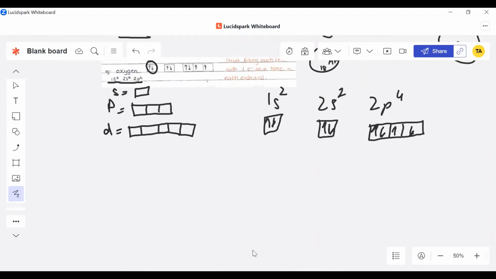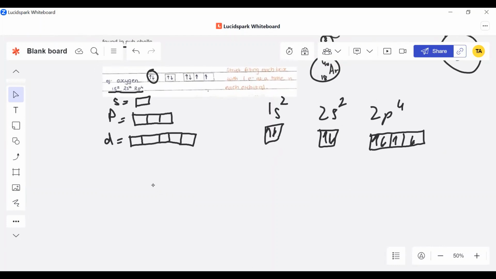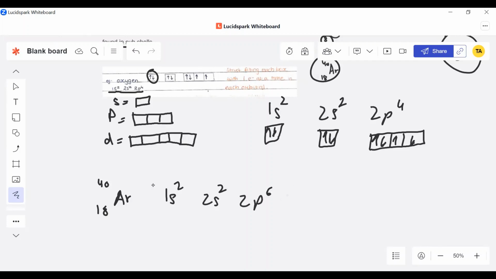So argon is 40Ar18, where 18 is the number of protons and electrons. So 1s2, 2s2, 2p6, 3s2, and 3p6, right? So 10, 18, right?